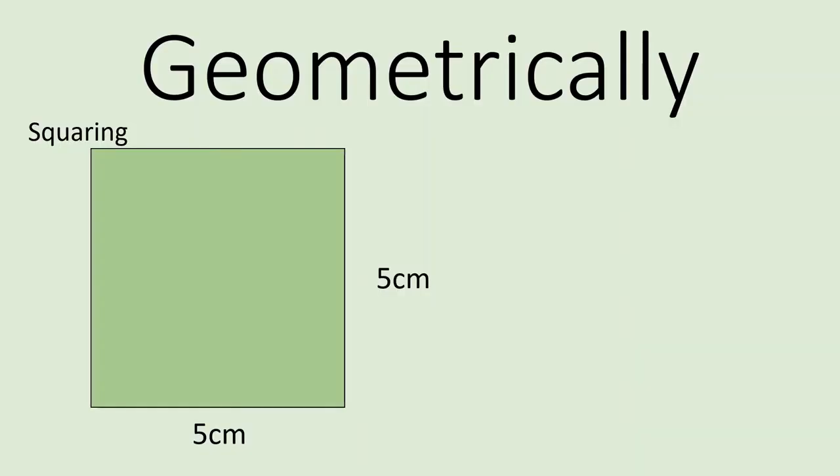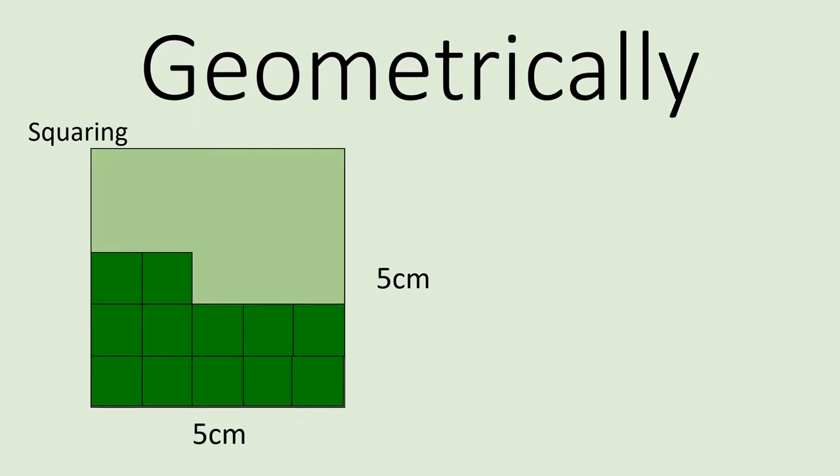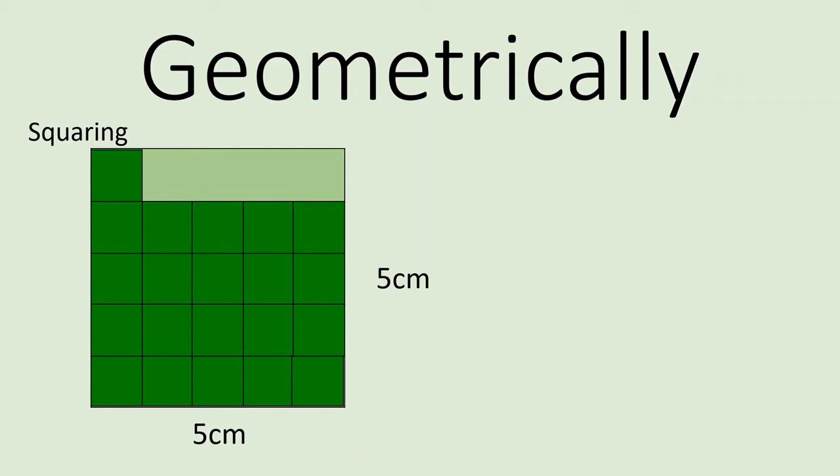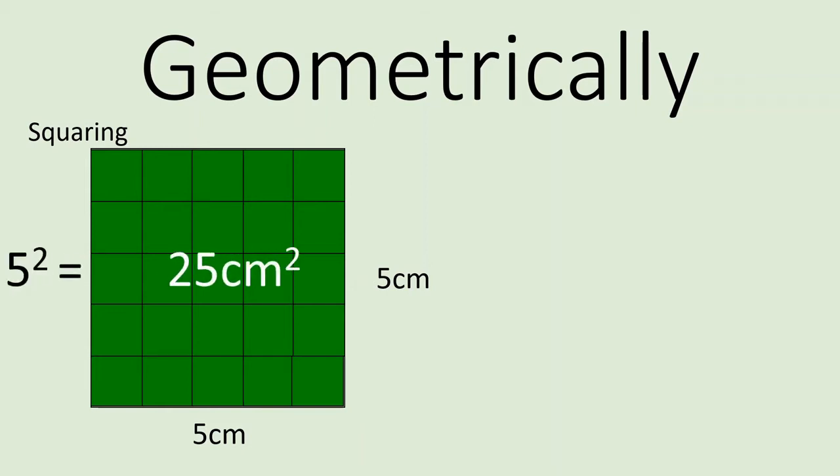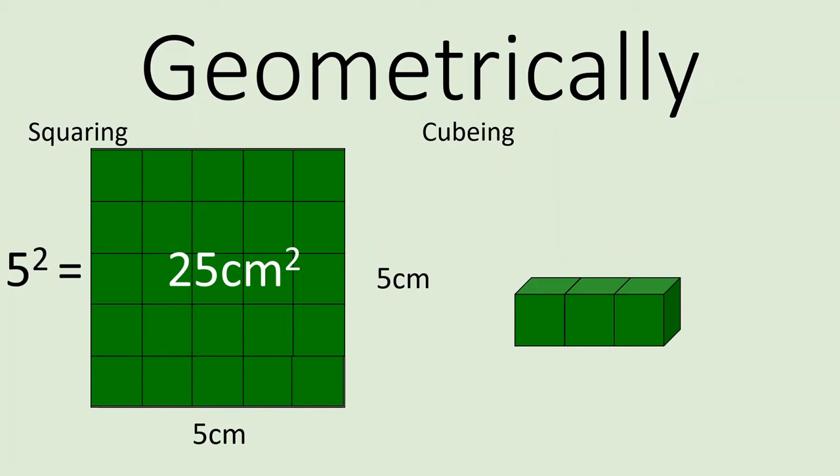To explain cubing geometrically, remember how we explained squaring geometrically? We talked about squaring a value as being the same as the number of squared units that would fit inside the area of a square with a given side length. So in this example here, my square, which is 5 centimeters by 5 centimeters, has an area of 25 centimeters squared. Similarly, we can talk about cubing as being the number of cubed units that would fit inside the volume of a cube with a given side length.